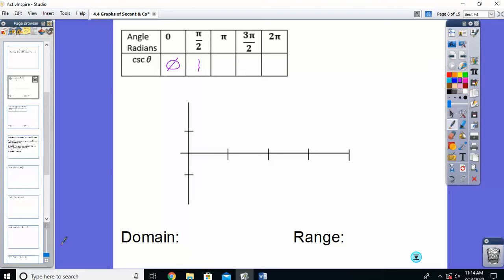Now for the others, if you need to, you can go back to your unit circle picture that we looked at. At pi, the point is negative 1, 0. We know sine is the y. So sine is 0, so cosecant would be undefined. At 3 pi over 2, sine is negative 1, so cosecant would be negative 1. 2 pi is back to 0, so it's back to undefined.